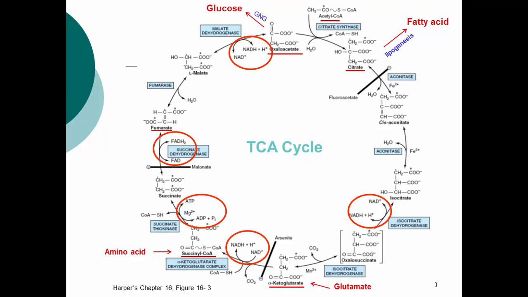So this gives us a little bit more detail when we use glutamate as a precursor for gluconeogenesis. First of all, it's converted to alpha-ketoglutarate, and then through several reactions in the TCA cycle, alpha-ketoglutarate is eventually converted to oxaloacetate, and oxaloacetate then leaves the TCA cycle and goes to the rest of the gluconeogenic pathway for synthesis of glucose.